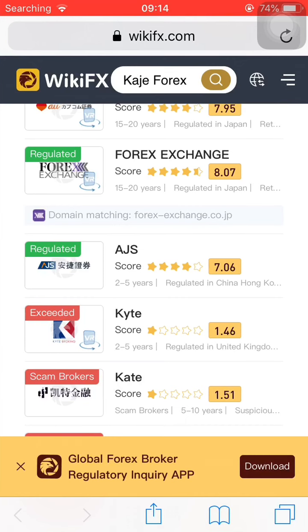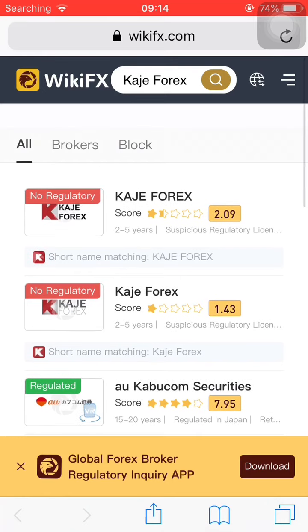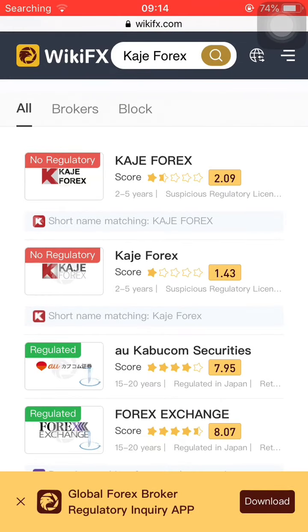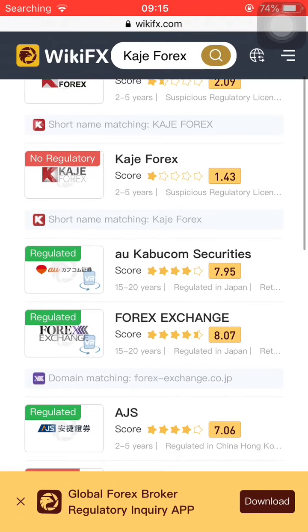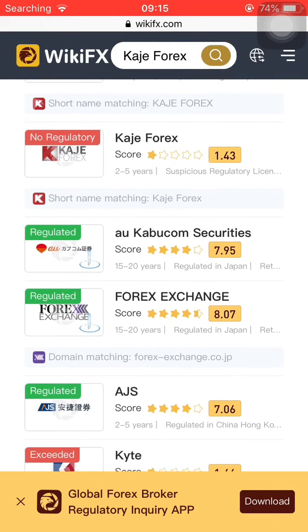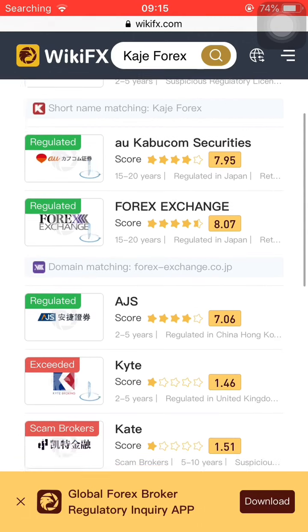Then I went to a website called WikiFX. The website WikiFX, guys, gives us the information about the regulation of the broker. By that I mean, is the broker regulated, who regulates the broker, where it was registered, and all the information about those brokers. This website really gives you all those details. So what I did here, I just searched the name of the broker, Kaje Forex or something like that, as I don't even know how to pronounce it. What popped up is a little bit odd, with a rating of 2.9 at first, and the rating here is 1.4, which is really small compared to other brokers here. As you can see, other brokers have scored 7.5, 7.9 and 8 and so on.